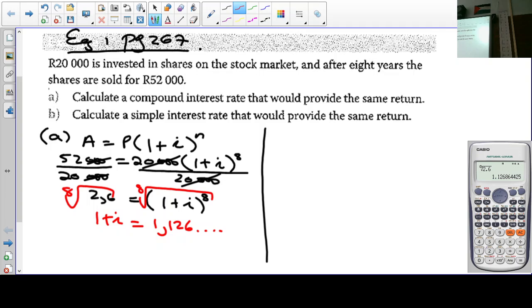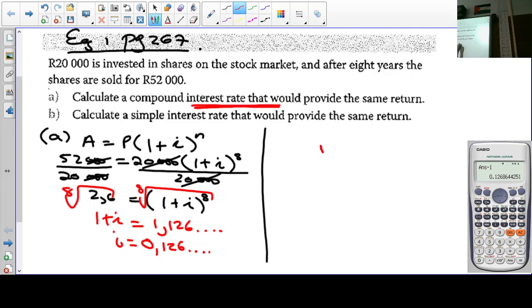So your i value, what do I do now? I subtract 1 from that value. Minus 1 gives me 0.126, and the number carries on. But what was the question? The question says calculate the compound interest rate. They didn't ask for your i value.